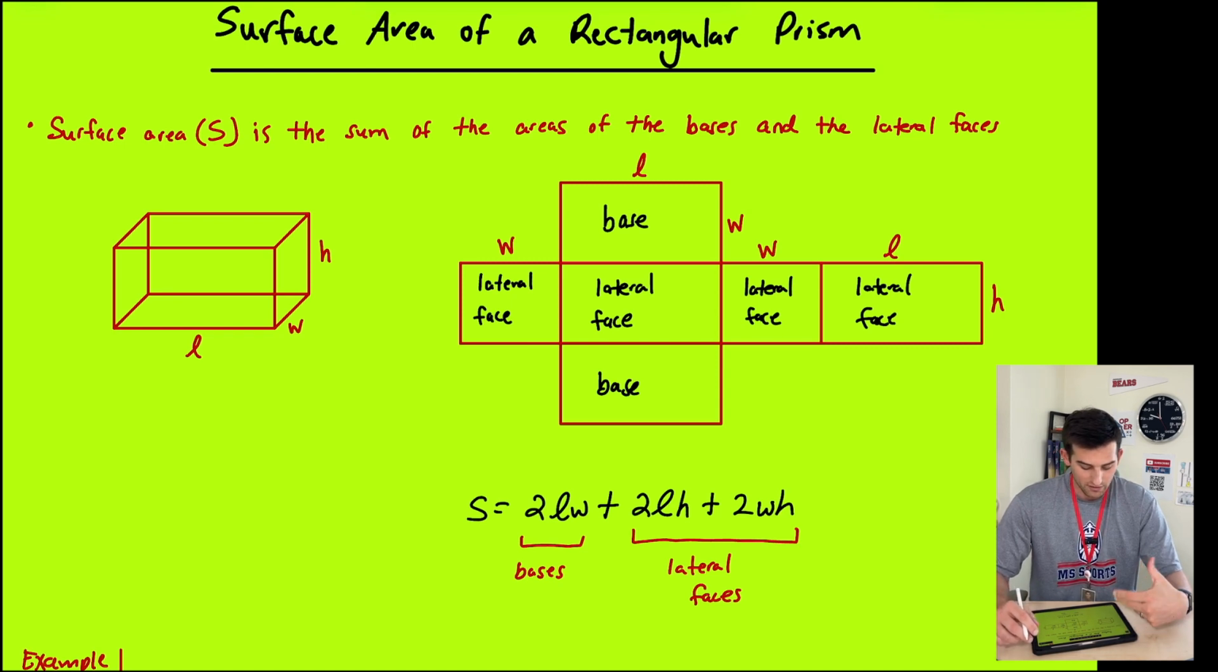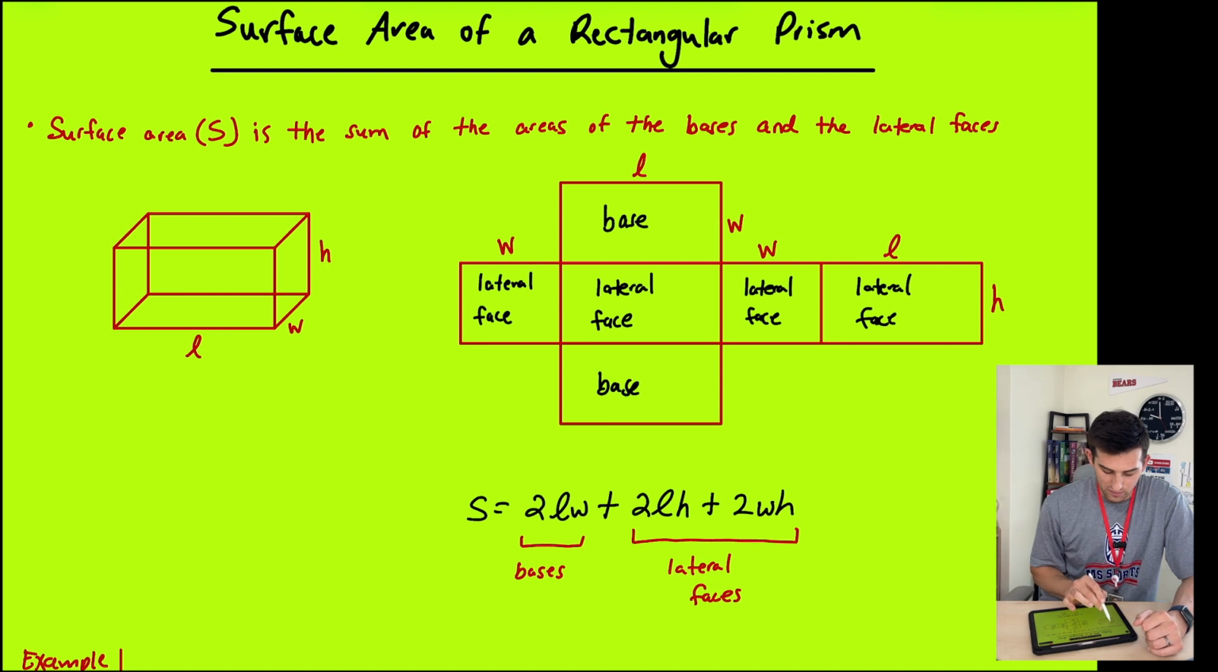So if we look at this rectangular prism here, we have a length, a width, and a height, and we have its net, or basically its two-dimensional spread out drawing, to the right. Notice that we have two bases, and that is represented by the length and the width, right? If we were going to find the area of the base, it would be length times width. So that would be this part up here and this one down here, okay?